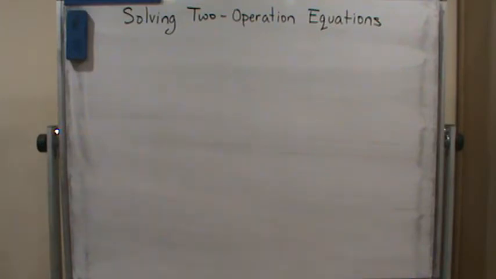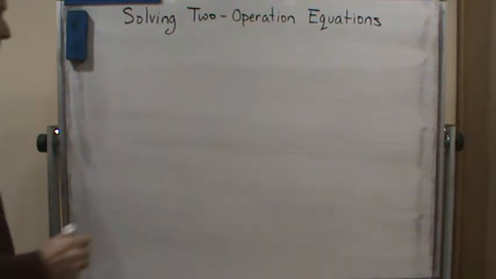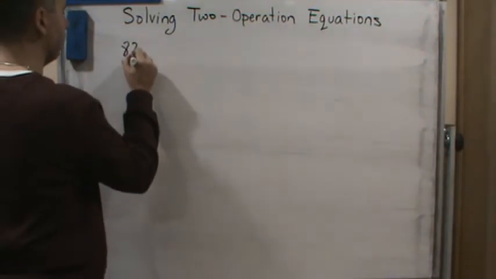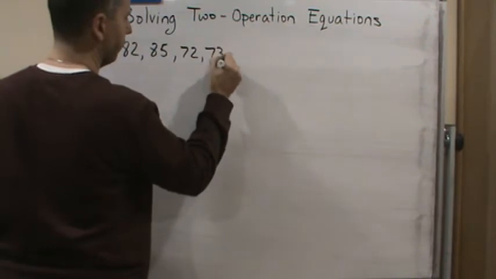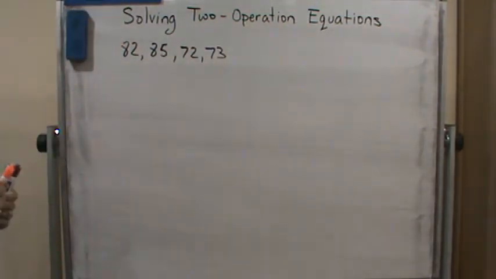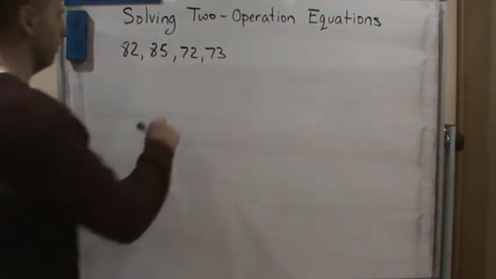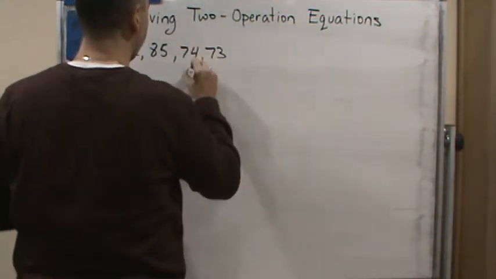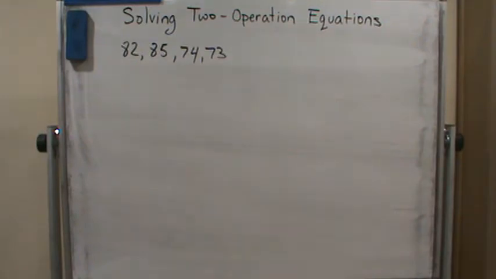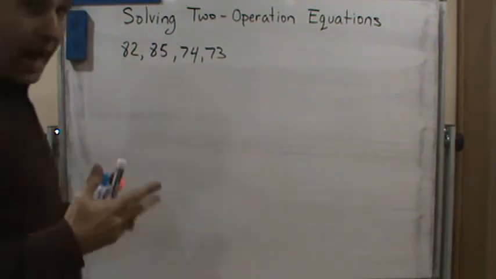So here are the 4 scores: 82, 85, 74, 73. Or excuse me, 74, not 72. So 82, 85, 74, 73. Okay, now, how do we do an average?